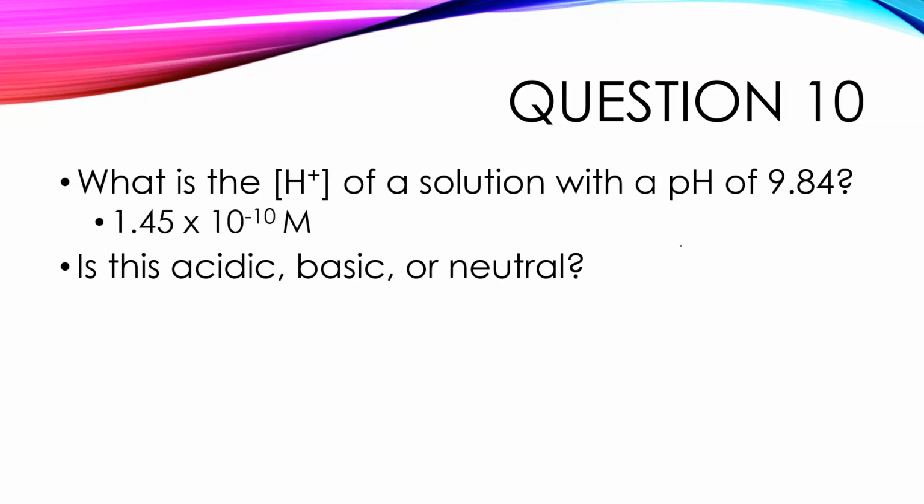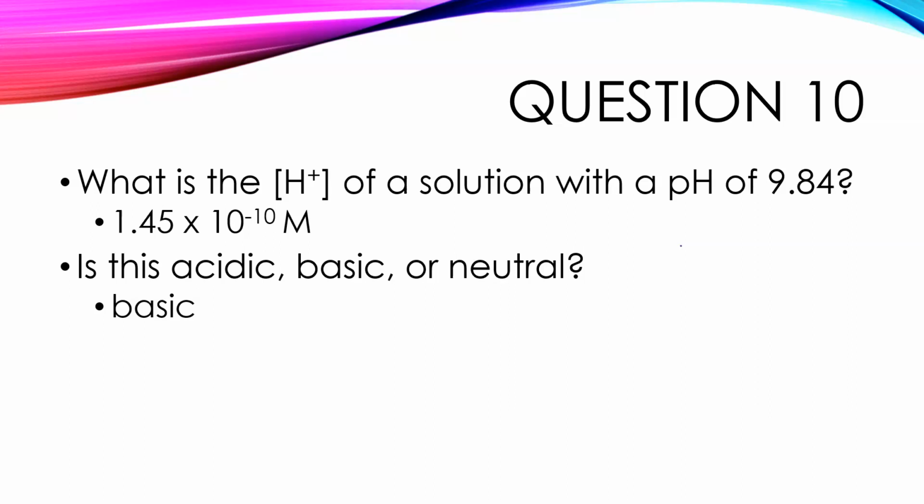You got the correct answer if you got a hydrogen ion concentration of 1.45 times 10 to the negative 10th. And you determined that this was a basic solution because it had a pH of greater than 7, and all pHs greater than 7 are basic.